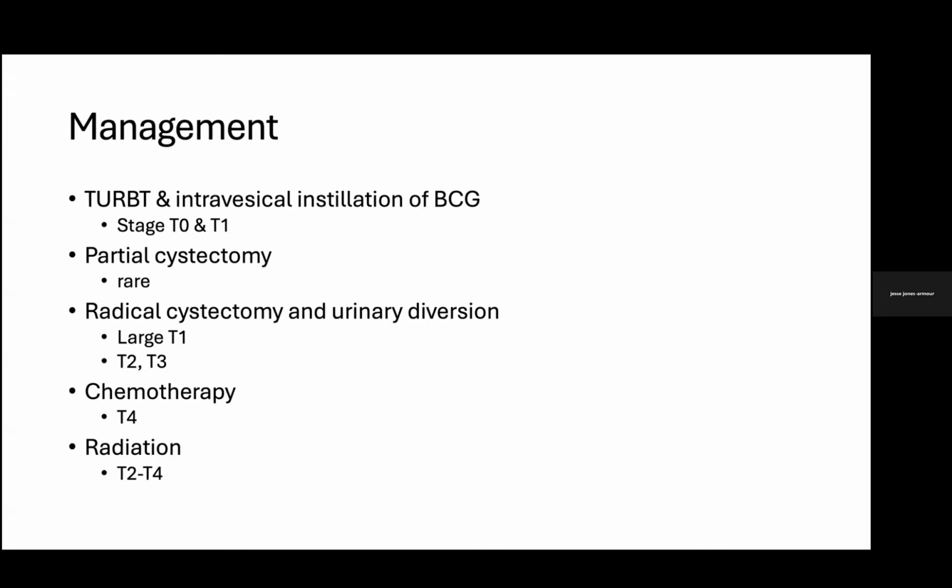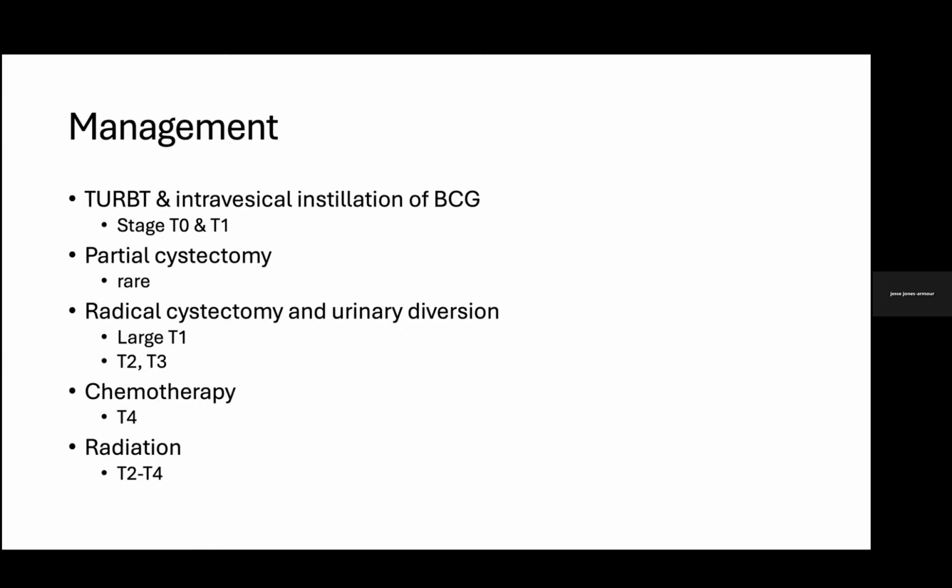You could have your radical cystectomy and urinary diversion. Now, this one is more reserved for larger T1 lesions, which could be up to 4 centimeters. You may consider it. Or if you have any T2 or T3 lesions, you would want to consider radical cystectomy and urinary diversion. Now, radical cystectomy involves removal of the bladder and regional lymph nodes. You may also remove part of the uterus and the top of the vaginal vault as well, right? And then, of course, if it is a stage 4, the option is really just chemotherapy.